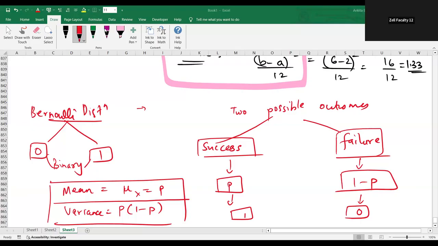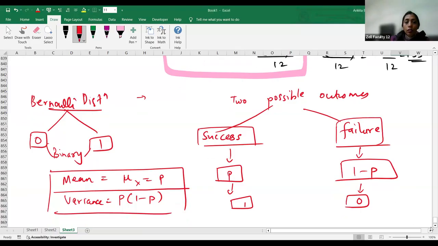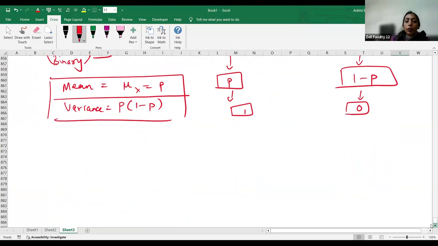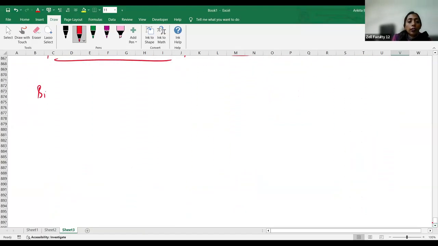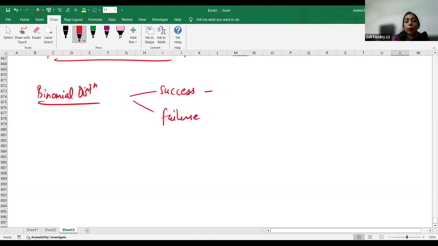Now, we are talking about binomial distribution. In binomial distribution, we are talking about success or failure. Success probability is P, failure probability is 1 minus P. Now this failure probability I can also denote using another variable which is Q.